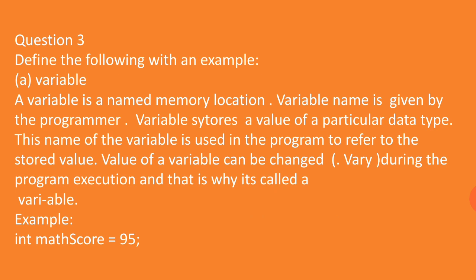Value of a variable can be changed, because its name suggests variable, right? During the program execution, when the program is being executed, if any statement has got a different value than its previous one, so it will be accepted, because it is a variable, not a constant. And that is why it is called a variable, because its value may vary. Now example, int mathScore = 95;. So mathScore is a variable of type int and its value is 95 right now.